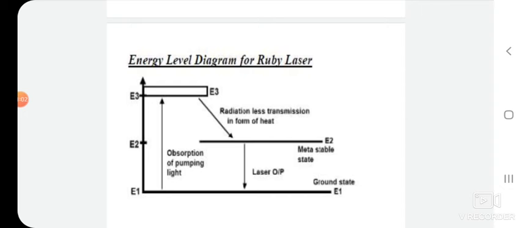A common type of flash lamp is a glass tube wrapped around the ruby rod and filled with xenon gas. When the flash lamp intensity becomes large enough to create population inversion, then the stimulated emission from the metastable level to the ground level occurs, which results in the laser output.